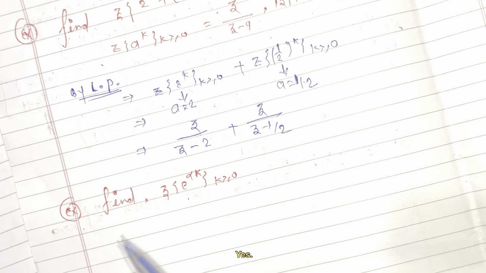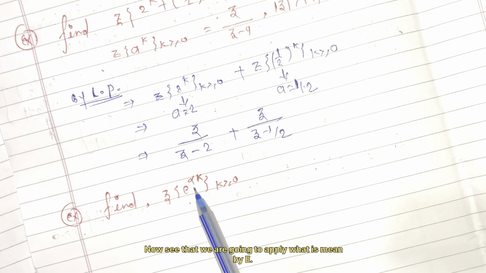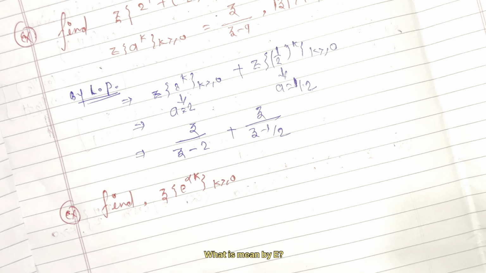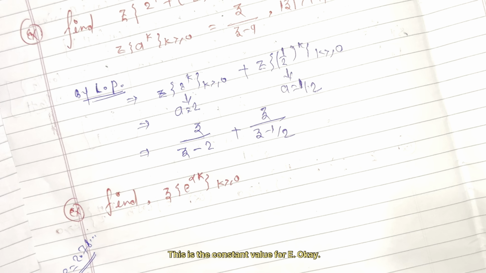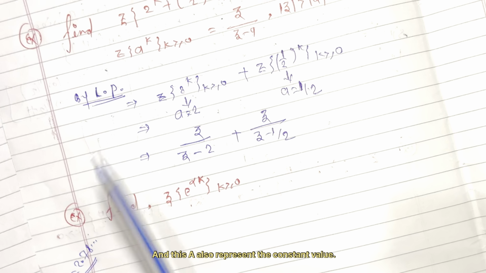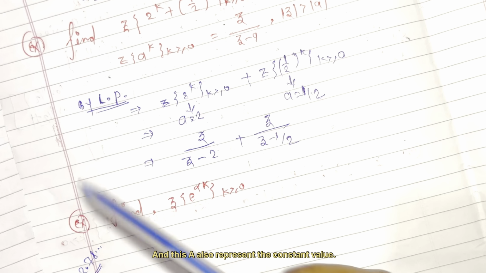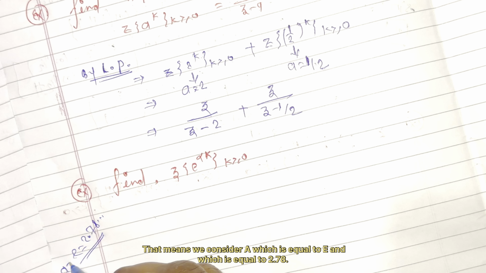Now see that we are going to apply e. What is meant by e? We know that e can be written as 2.78 something. This is the constant value for e, and this a also represents a constant value. That means we consider a equal to e, which is equal to 2.78.